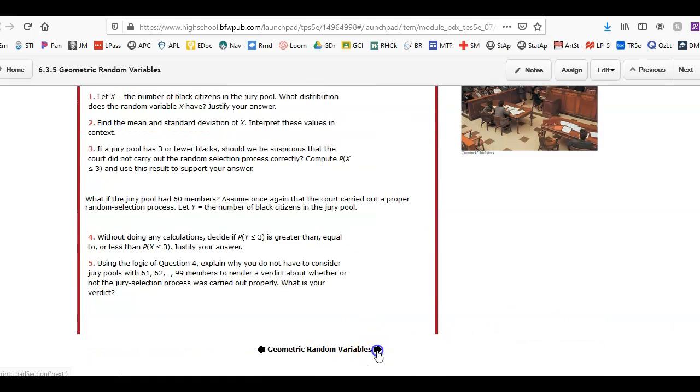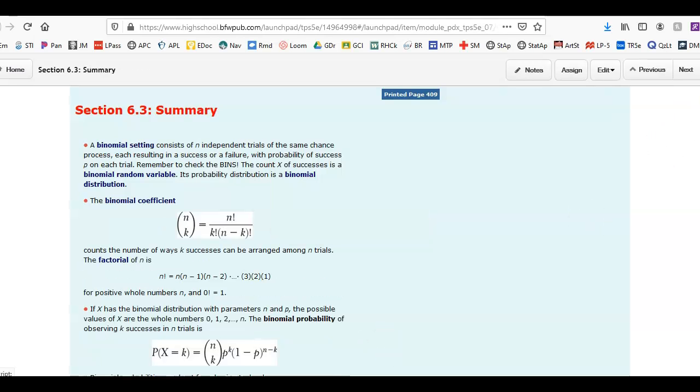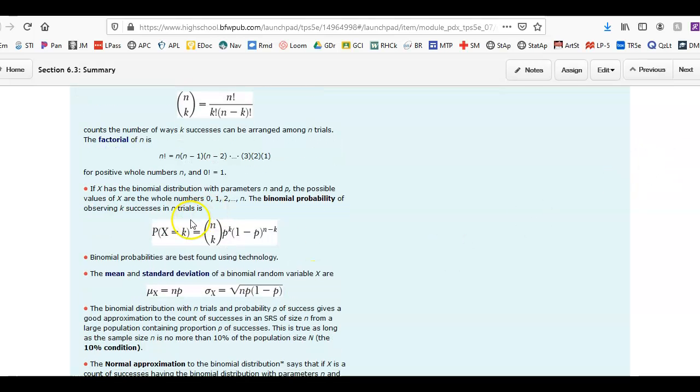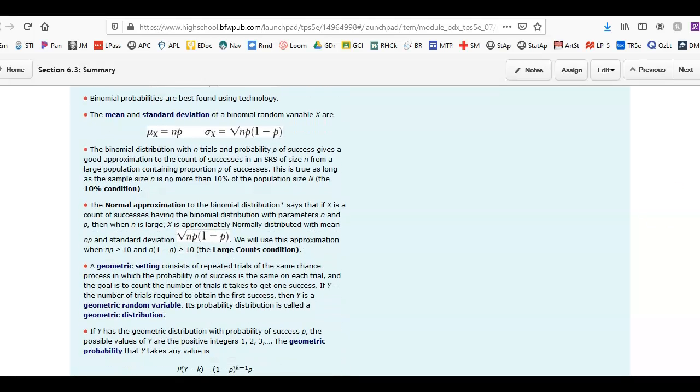Okay, I think that's going to be it, and then we're going to hit a summary here. So in 6.3, you have to be able to check if a random variable is binomial or geometric by checking BINS. For geometric it's going to be without the n. And then if it is binomial, be able to set up a formula. This will be on your formula sheet. Find the mean and standard deviation if asked. And then calculate probabilities based on that using binomial CDF and binomial PDF. This normal approximation and this 10% condition, again, are not required right now, so ignore all of that.